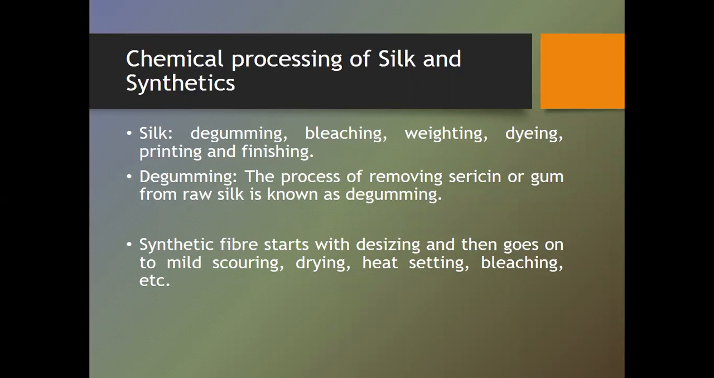In order to prepare synthetic fiber, the textile starts with desizing and then goes on to mild scouring, drying, heat setting, and bleaching. The scouring is mild because only limited impurities are present. The heat setting step stabilizes the fabric so that it does not shrink or distort during subsequent operations.